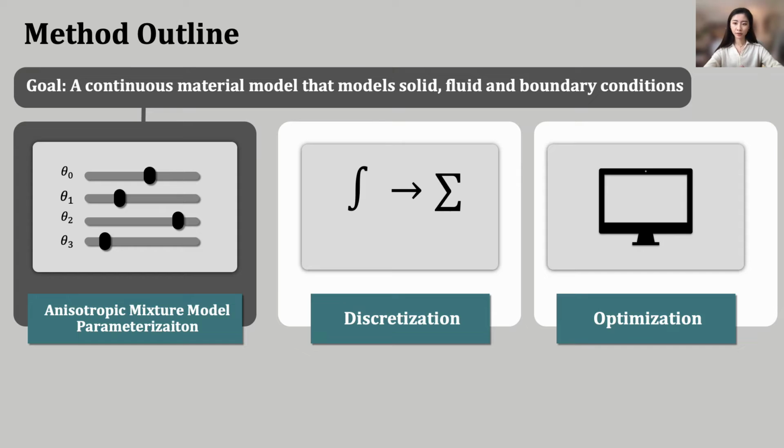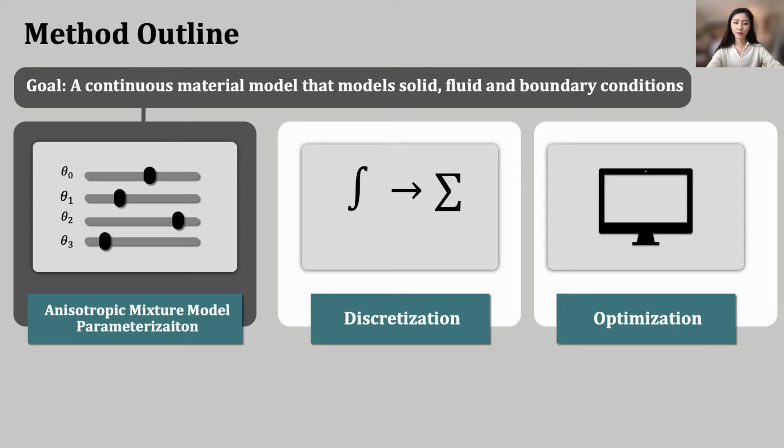First, I'll introduce our anisotropic mixture material model and parameterization. Then, I'll talk about the discretization of the continuous problem. Finally, I'll introduce our optimization pipeline and show the designs obtained from our method.